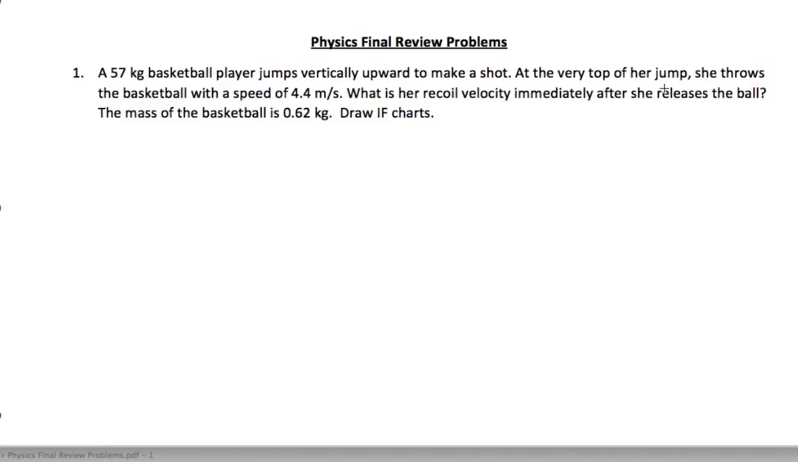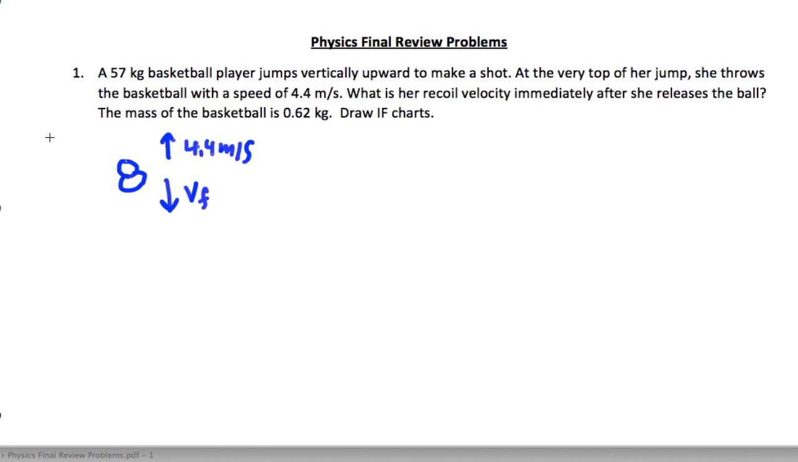Alright, so we're going to go ahead and begin the final review packet, and I'll just get started with the first problem. We have a basketball player and a basketball. I'm going to model them as two spheres, which is a horrible idea for drawing, but the idea is that the basketball goes up at 4.4 meters per second, and she recoils downwards at a different speed.